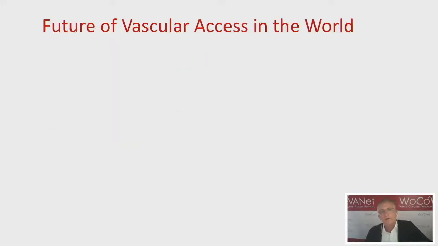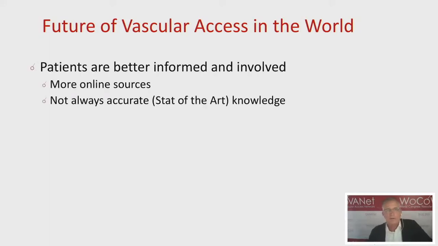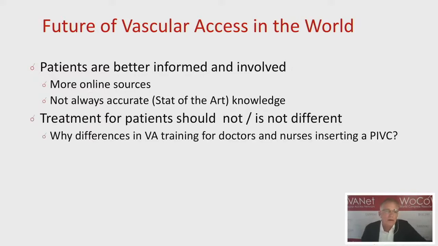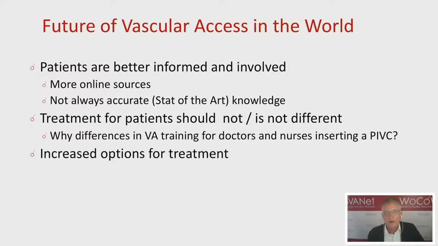And if we look at the future of vascular access in the world, then patients are better informed and involved. There are more online sources available for patients, but these are not always accurate, not always state-of-the-art knowledge. Treatment for patients should not be different in different parts of the world. So we should have the same approach. And also within disciplines. Why are there differences in vascular access training for doctors and nurses inserting PIVCs? This is not everywhere, of course, but if I look at my background, then I tried to have it in one training, but that didn't work on the long term.